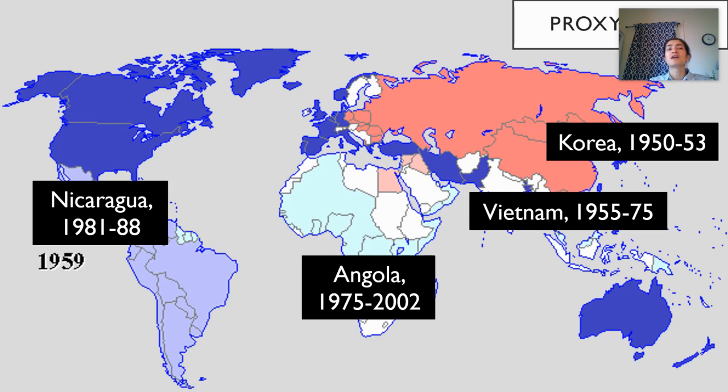The result is, again, an incredibly bloody civil war, and even after the war ends in 1988, a long legacy of distrust and instability will persist. That's going to be a pretty clear example of the ways in which proxy wars can have effects even after the Cold War ends.